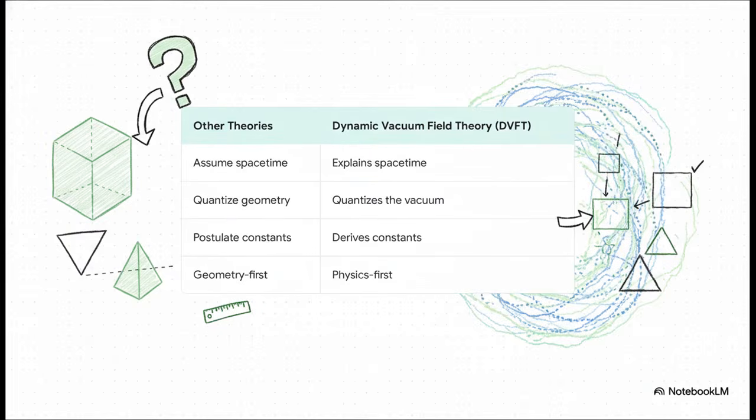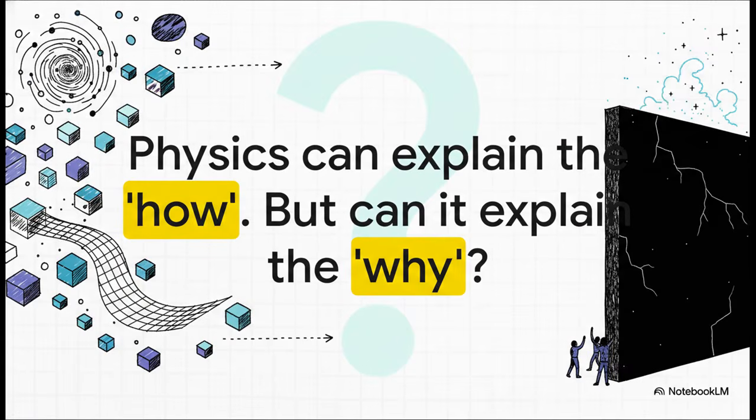This really sums up the whole paradigm shift. Almost every other theory in physics starts by assuming spacetime is fundamental. They take the stage for granted and then try to figure out the actors. DVFT flips that completely on its head. It starts with the physics first, a real physical field, and shows how the stage, the geometry, emerges from the actors. It's the difference between just accepting the rules of the game versus actually explaining where the rules of the game come from.